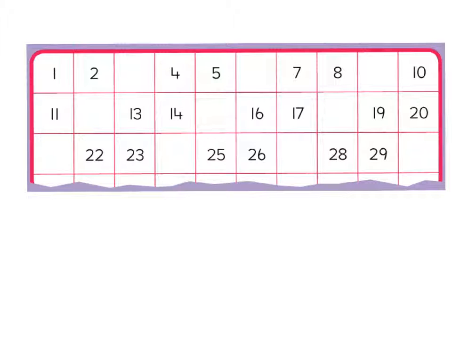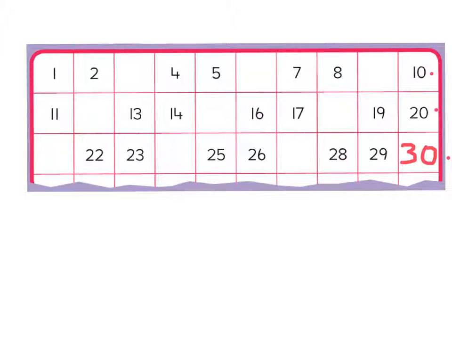Here we have some missing numbers on a hundreds chart. What's the largest number that's missing on this chart? Can you see? It's the number 30, isn't it? And there I can count in tens. 10, 20, 30. Let's see if we can put in some other numbers here.